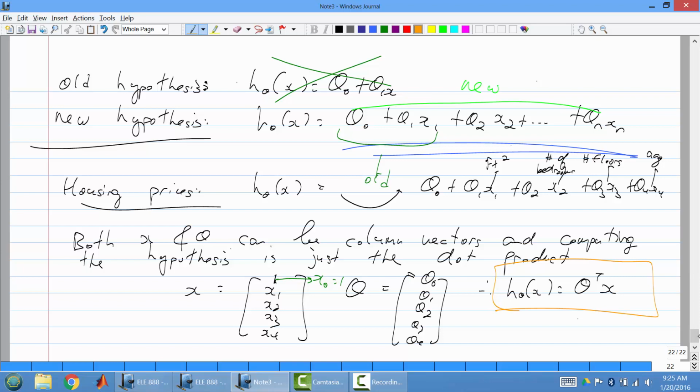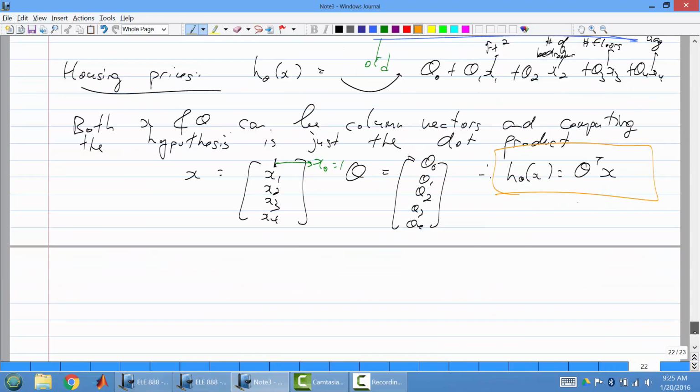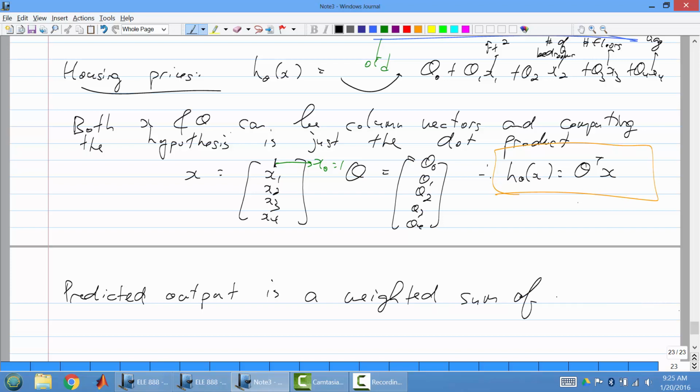Okay, so let me just summarize. The predicted output is a weighted sum of features, for example x1, x2, all the way up to xn, with parameters. So you can represent it as a dot product.